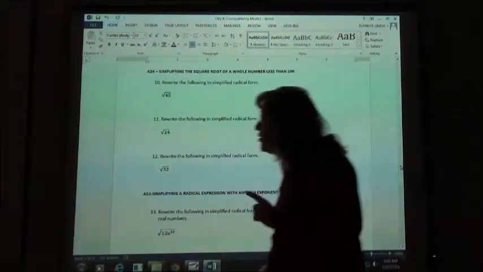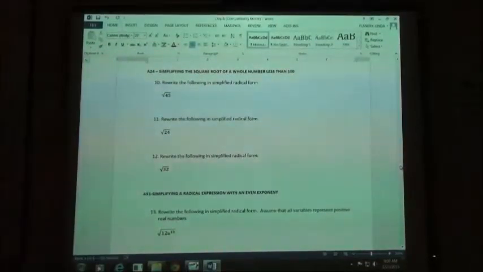So, keep in mind your perfect squares. Somewhere in your head or on your paper, 2 squared is 4, 3 squared is 9, 4 squared is 16, 5 squared is 25, 6 squared is 36, 7 squared is 49, 8 squared is 64, 9 squared is 81, and so forth. Remember I told you the other day you probably want to have a list of your perfect squares, perfect cubes, and those things. So we're working with square roots. We want to look at our list of perfect squares.